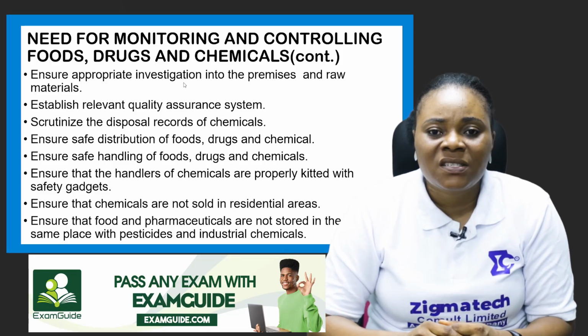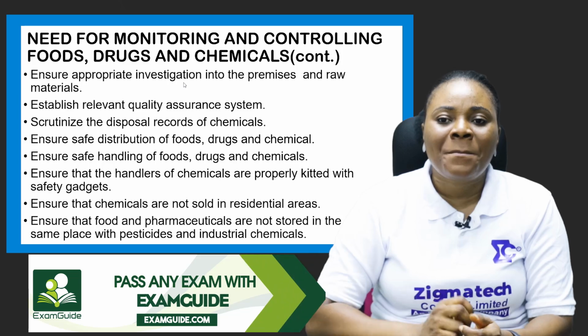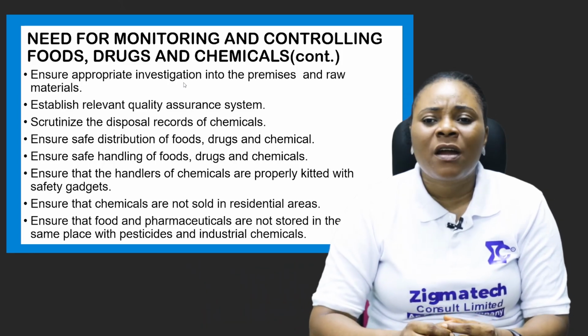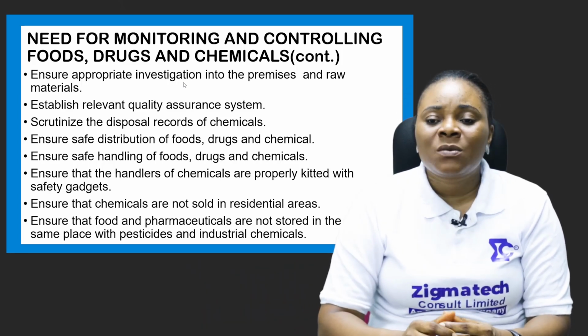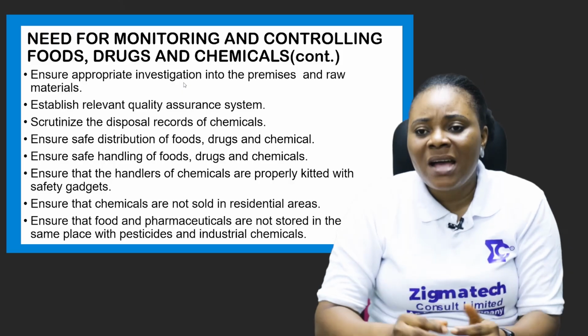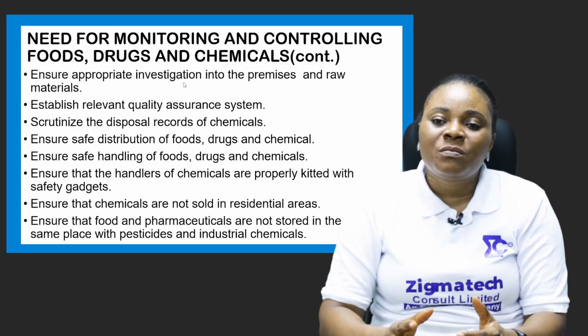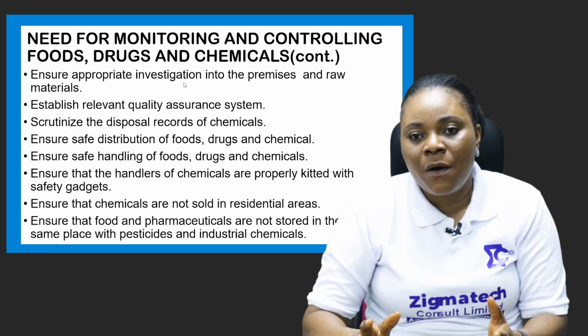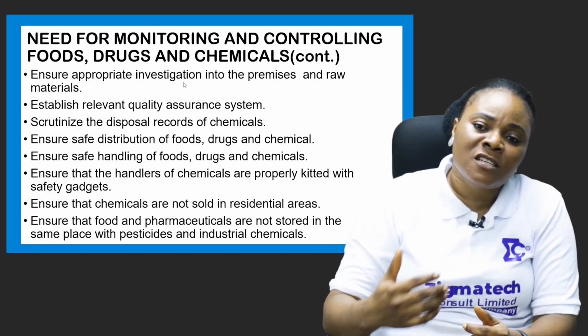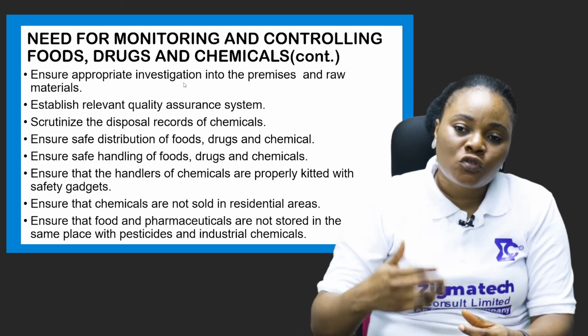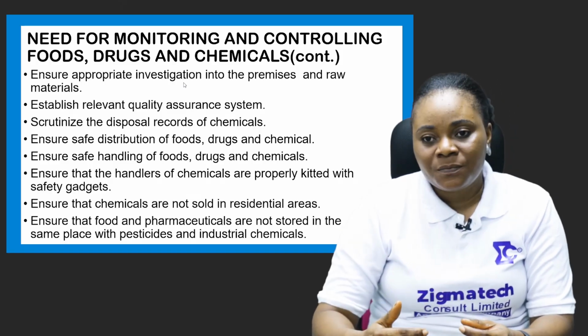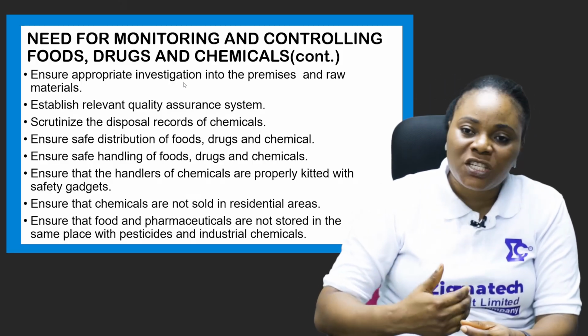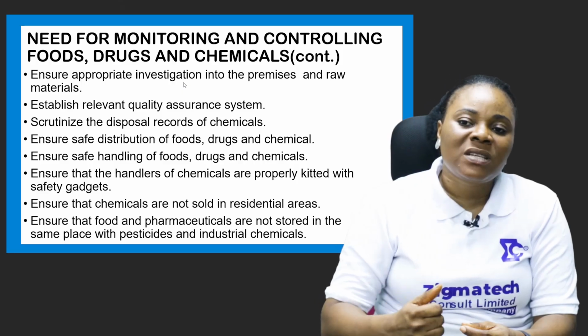Another need is to scrutinize the proper disposal record of chemicals. Chemical waste or chemicals itself are not allowed to be disposed anyhow. Before chemicals are disposed, they are disposed through the right authority. They involve the Waste Management Board for the proper disposal of chemicals.